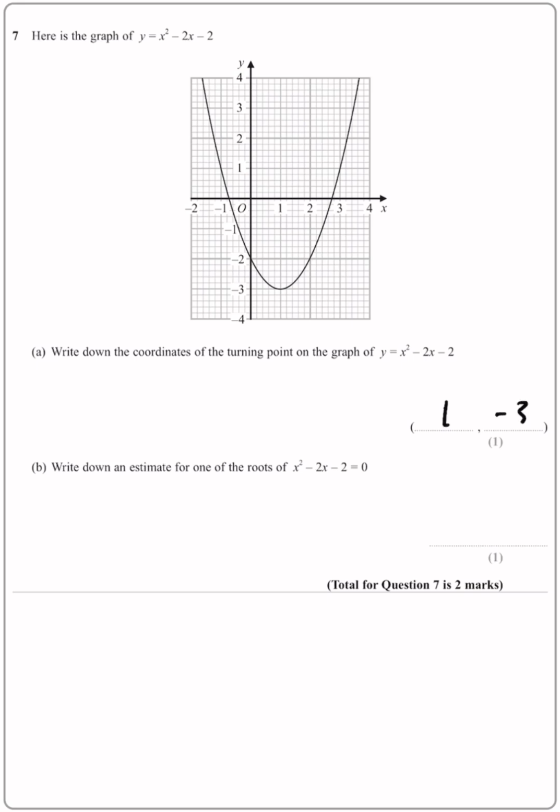The turning point's at 1, minus 3. Then either point where the line crosses the x-axis, you could have had minus 0.8, you could have had 2.8. Either of those two would be fine. Actually, anything between minus 0.8 and minus 0.6 if you went for that one, or anything between 2.6 and 2.8 if you went for the other one, is a perfectly acceptable answer.